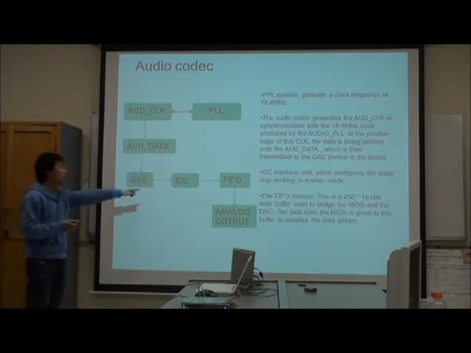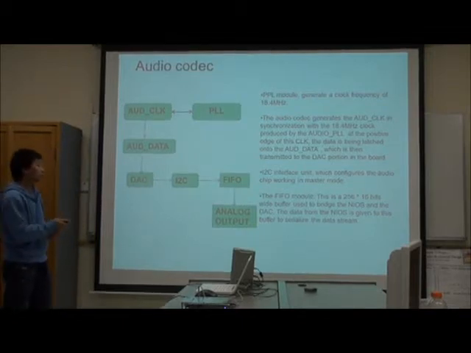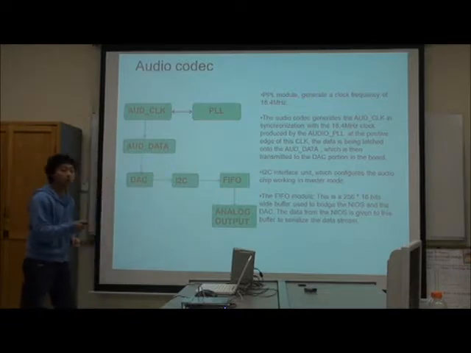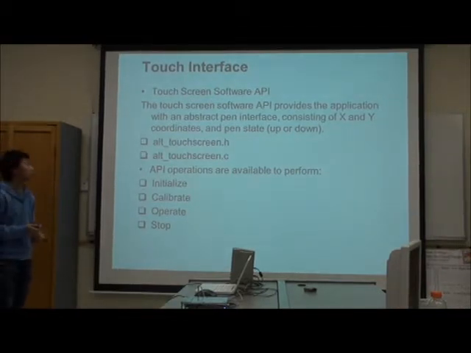The data stream goes to the FIFO. The FIFO is used to buffer the data near the CPU. Then finally, the data goes to the analog output, which goes to the speaker. And then we use the Ultra API for the touch screen control.